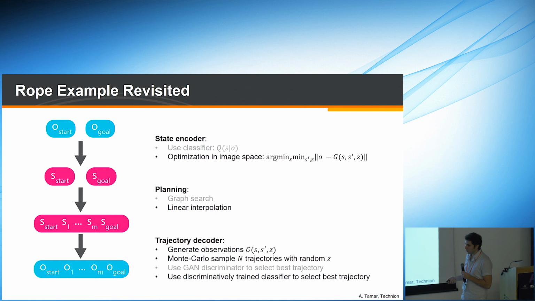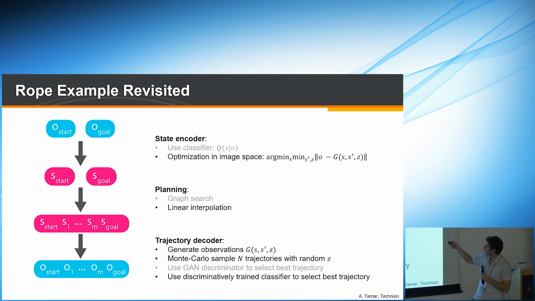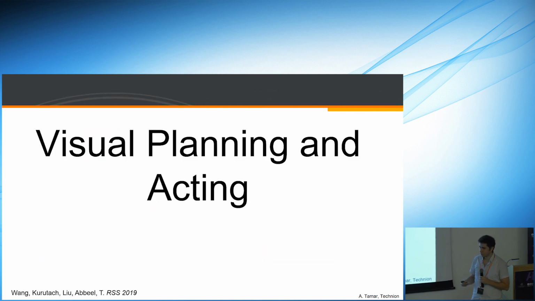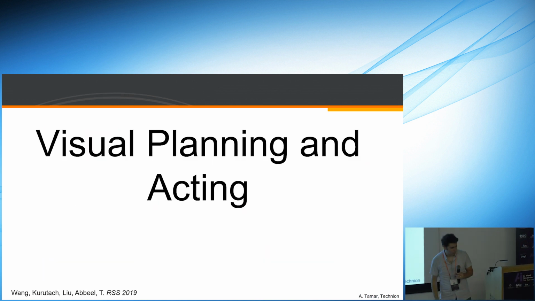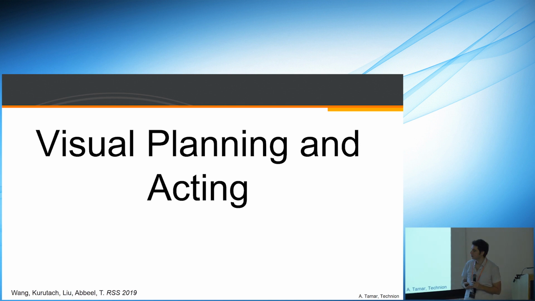What I showed you before with the rope images is the same model. The planning is a little bit different, just because it worked better for images to not use the classifier for encoding, but to actually search for the best encoding, and we use linear interpolation for planning, and this results in what we saw before. Now, we have a method for imagining visual manipulation. How can you use it for actually controlling or acting on the system?